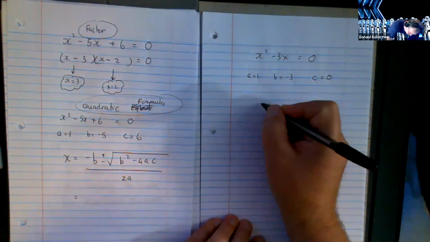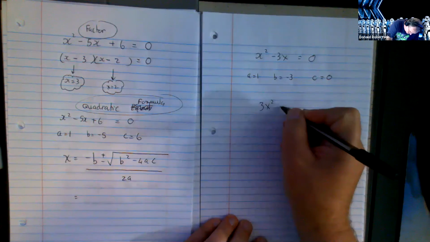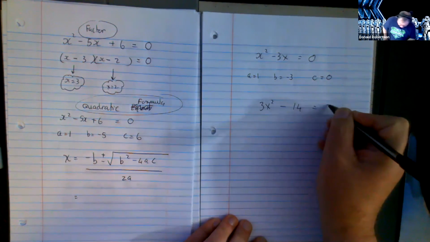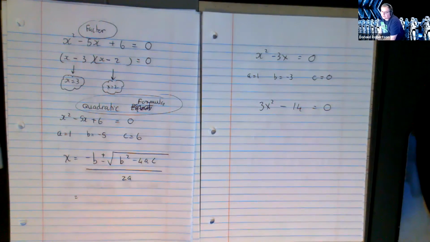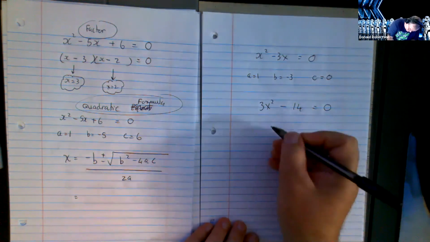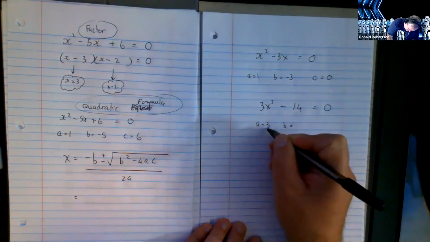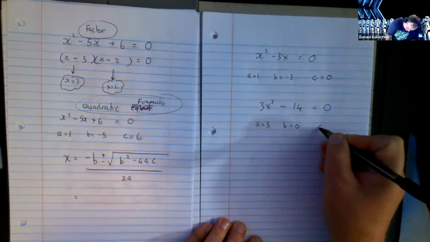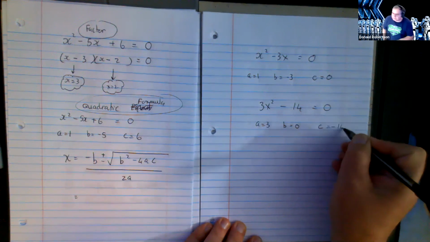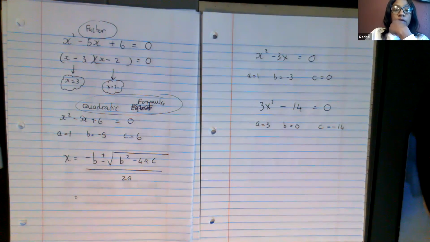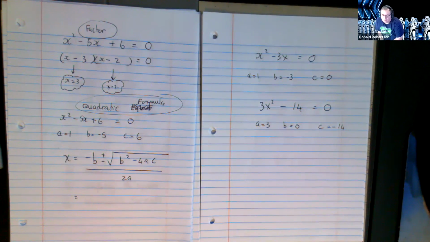You can also use the quadratic formula for questions that don't have any x term. That might throw me off. In this case, a would be 3, b would be 0, and c would be -14. Okay, I see that.